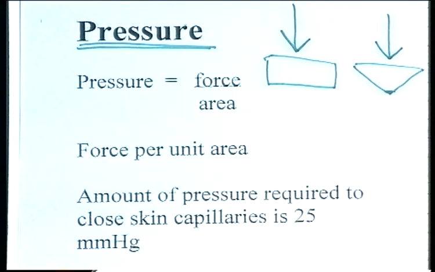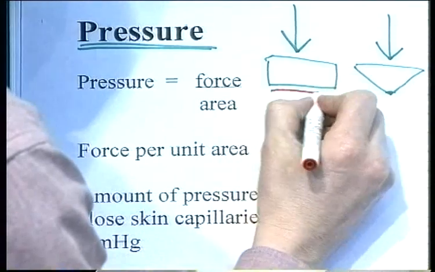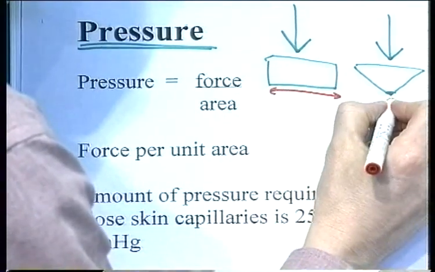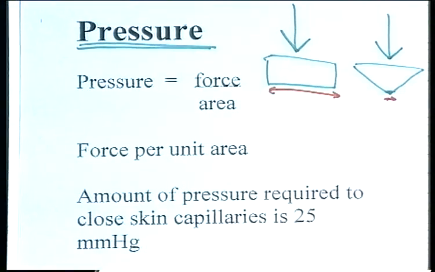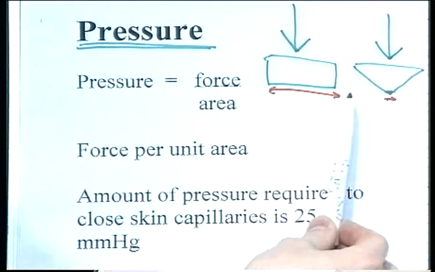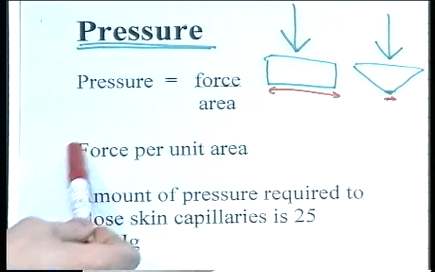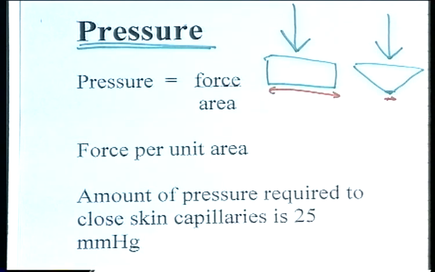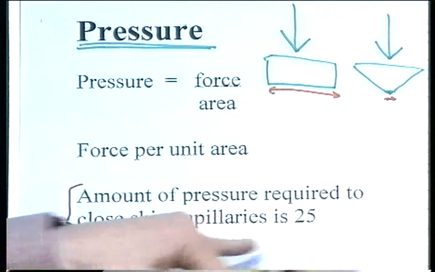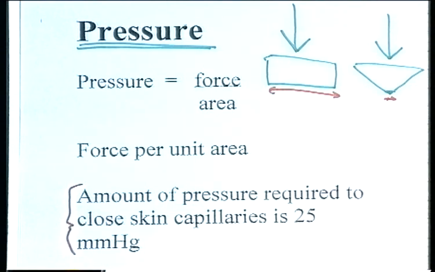But this block, the force is transmitted over that much area, and this block is transmitted over a much smaller area. So I think you can see the pressure per unit area here is much greater than here. So two factors involved, force and area. So pressure is force divided by area, force over area, force per unit area. And when we come to apply this clinically, this is a fairly important clause here. The amount of pressure required to close skin capillaries is 25 millimetres of mercury, which isn't that much pressure.